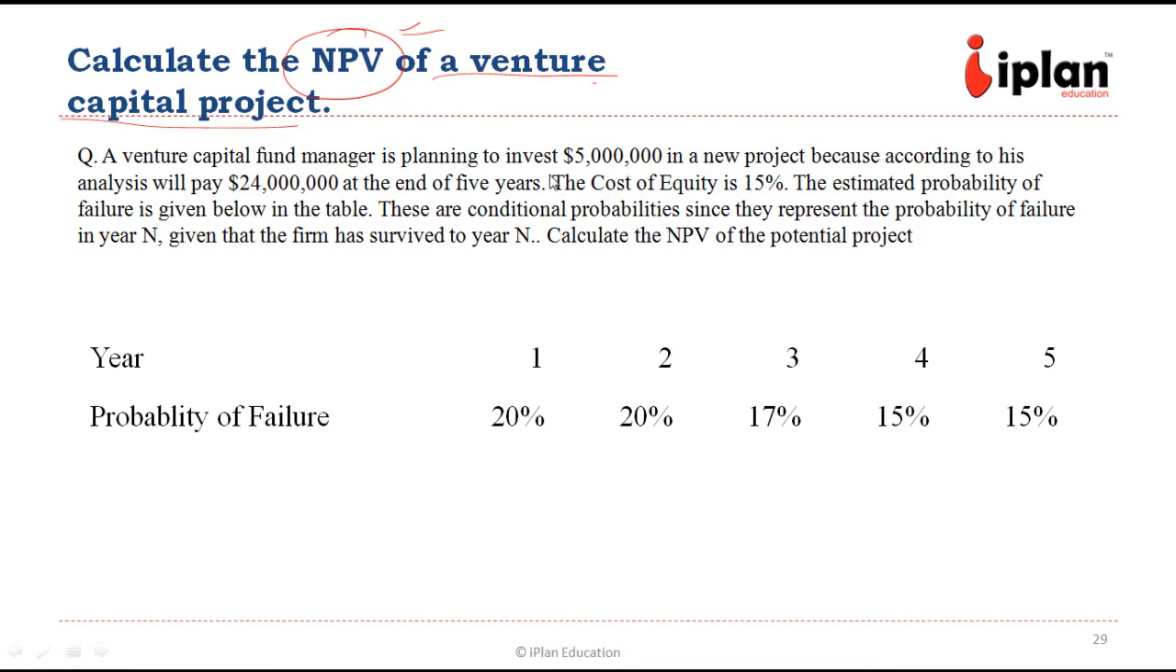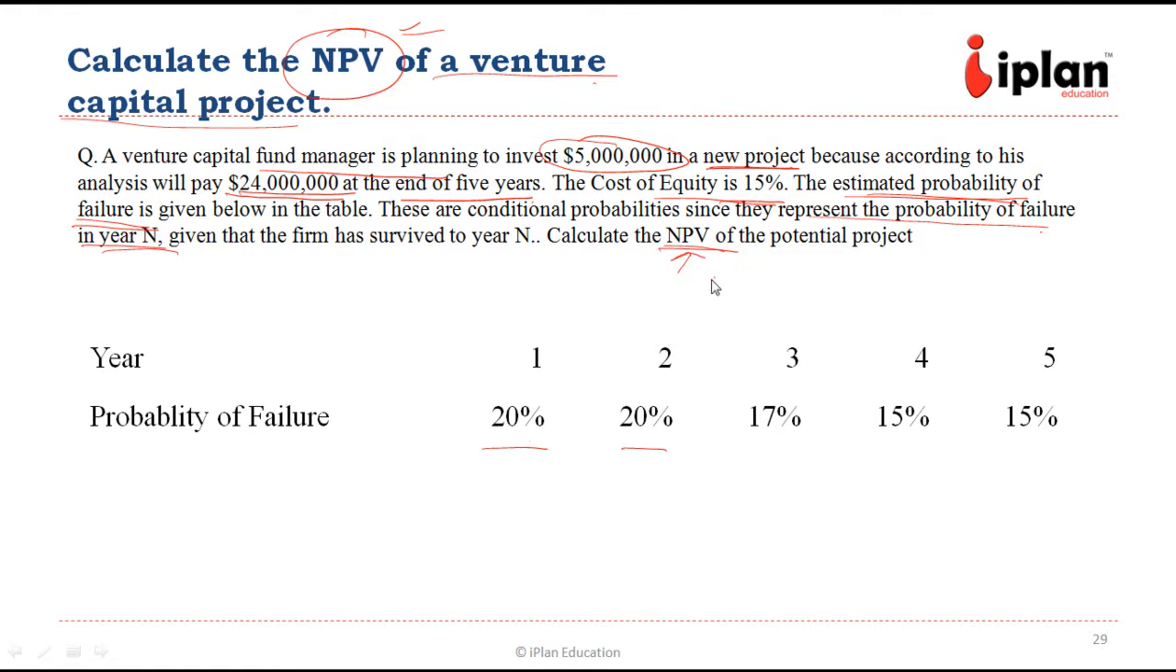The venture capital fund manager is planning to invest $5 million in a new project, and his analysis says that it will get $24 million at the end of 5 years. The cost of equity is given as 15%, and the estimated probability of failure, which is very important and needs to be taken care of, is given in the table. These are conditional probabilities since they represent the probability of failure in a given year. Now we need to value the project using the NPV technique.